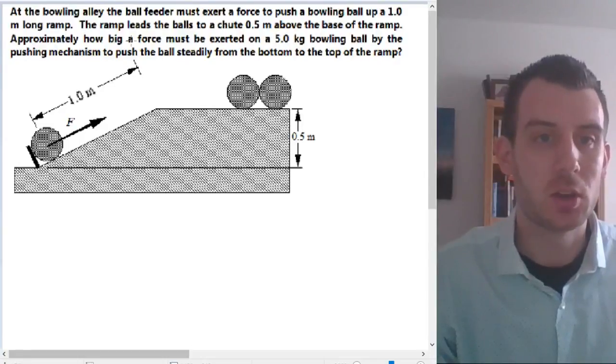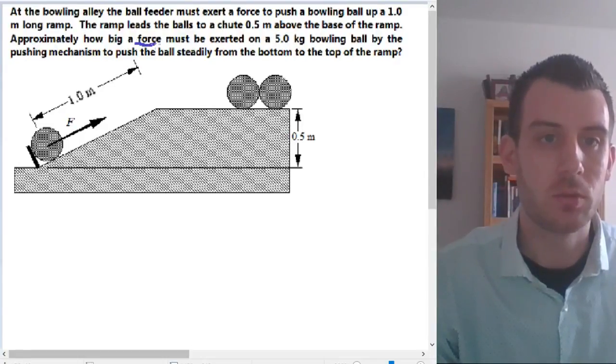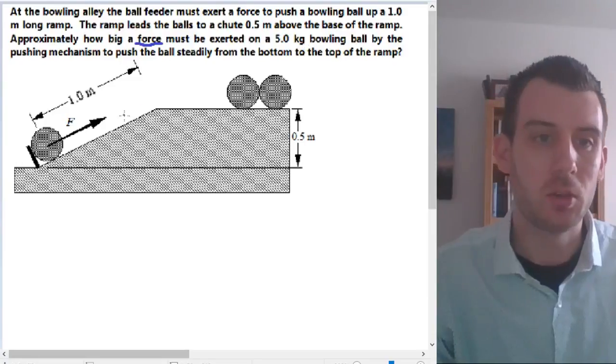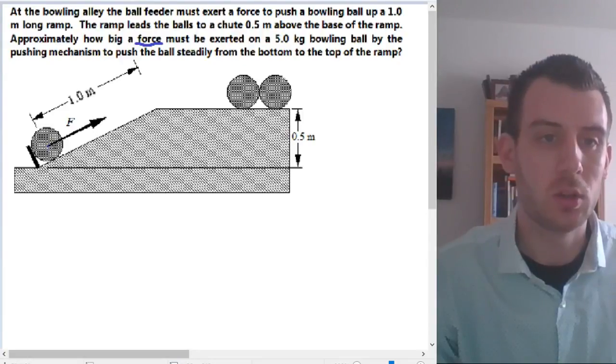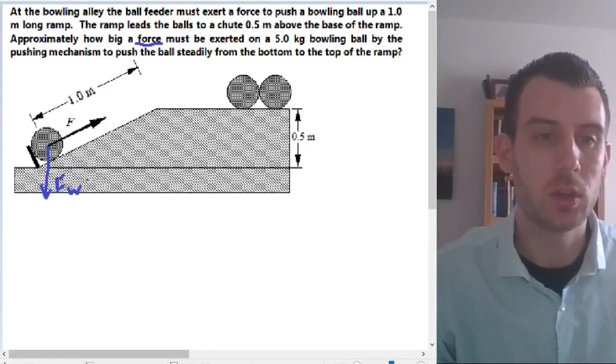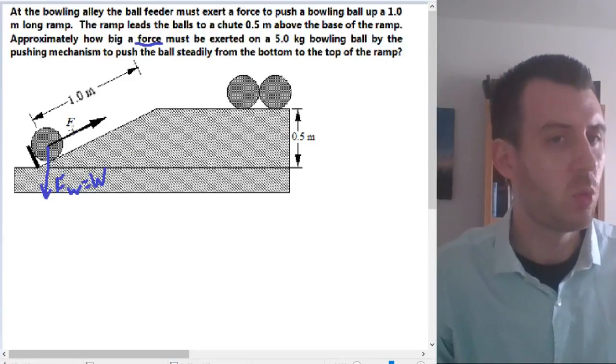It says that I'm talking about forces, right? So how big of a force must be exerted on this ball? So here's the force that's being drawn. What else is affecting this ball in terms of force? Well, I've got a force of weight that is always coming down, right? A force due to gravity. I'm going to call this force weight, or maybe I'll just refer to it as W. What else is happening to this ball?